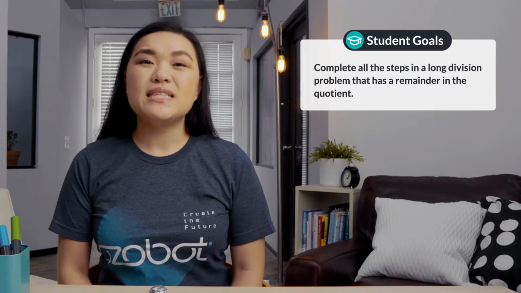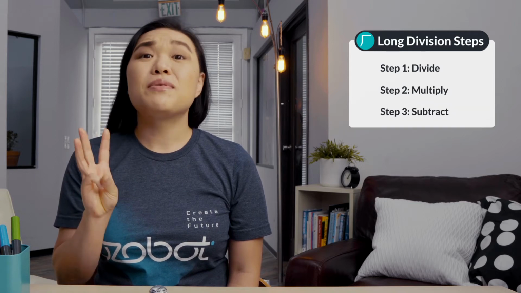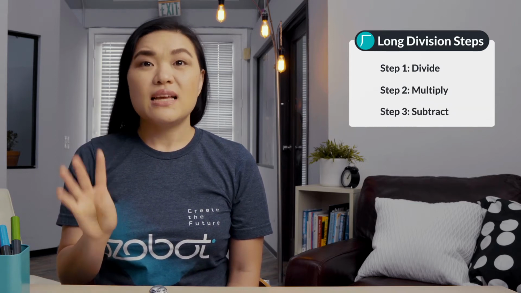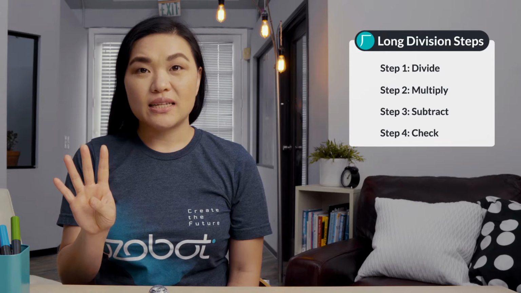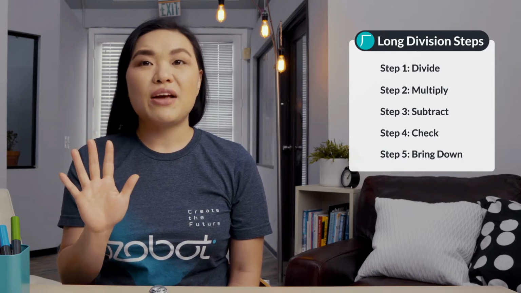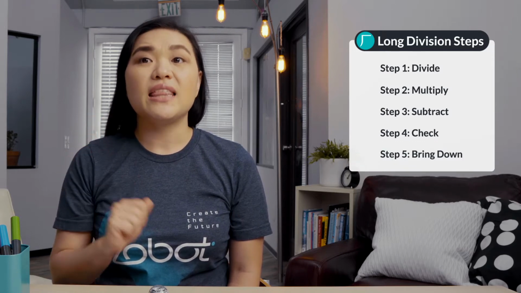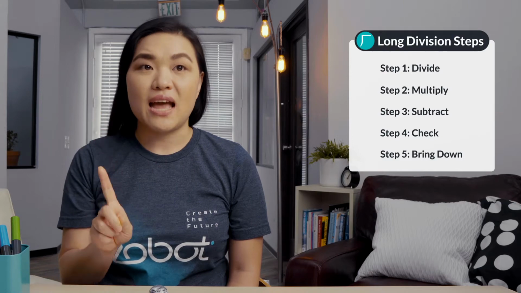After today's lesson, you will be able to complete all the steps in a long division problem with a remainder in the quotient. Let's do a quick review of the long division steps to get us started. Step 1, divide. Step 2, multiply. Step 3, subtract. Step 4, check. Step 5, bring down the number in your dividend and then start with step 1 again.